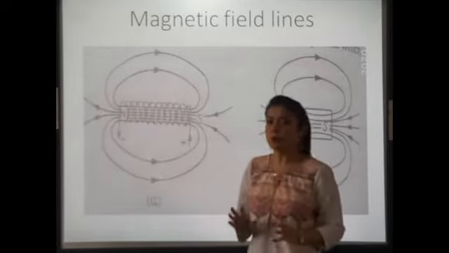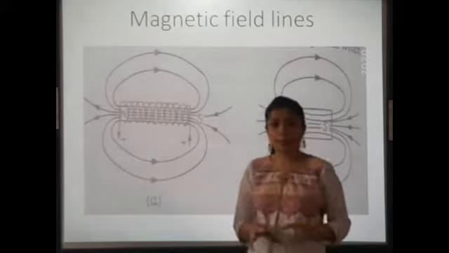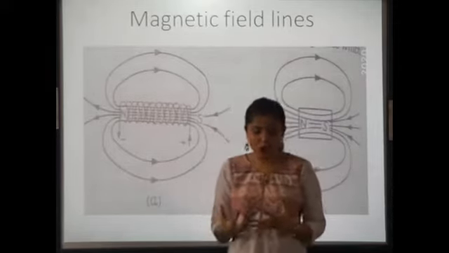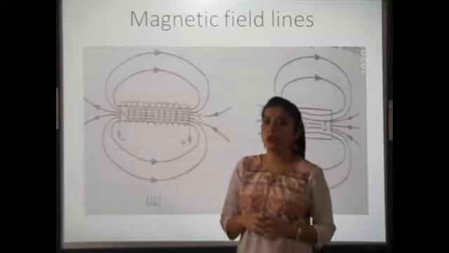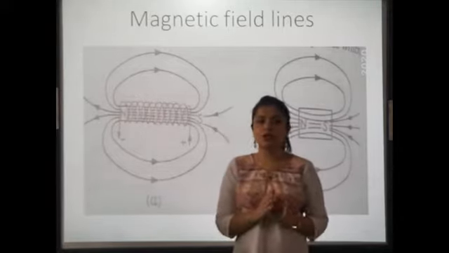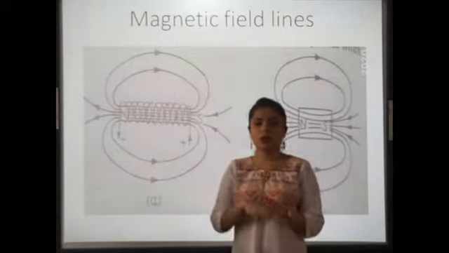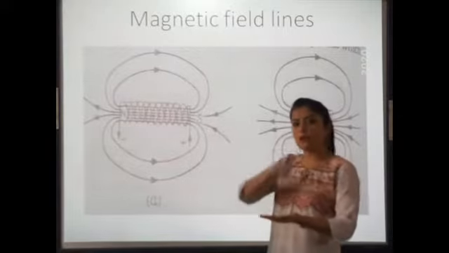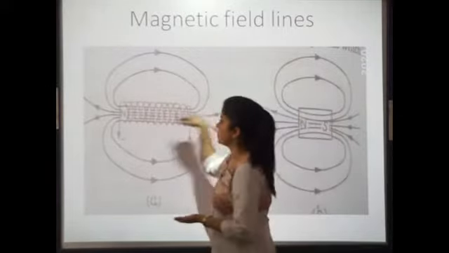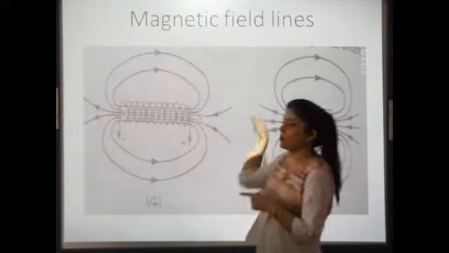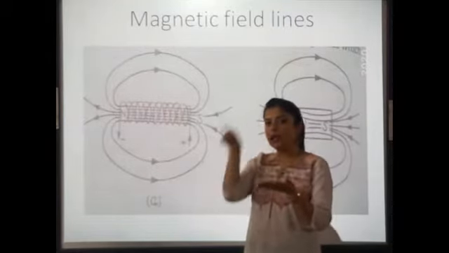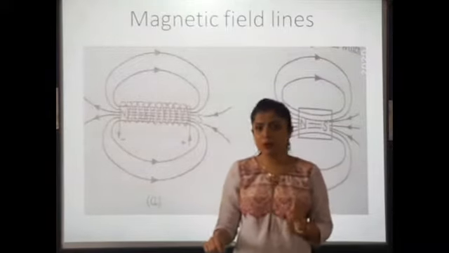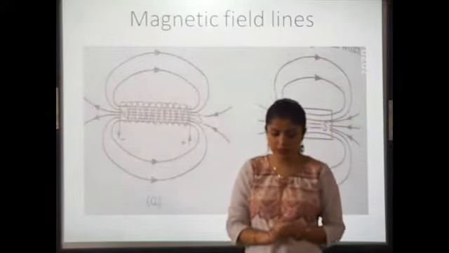Now there are a few properties of magnetic field lines. You need to remember these properties. First one is that magnetic field lines form a closed loop, which is not the case with electric field lines. Electric field lines don't form a loop. Whereas magnetic field lines form a loop, not exactly a circle, but a loop. The starting and ending point will meet at one point. That is the first property, which is different from electric field lines.